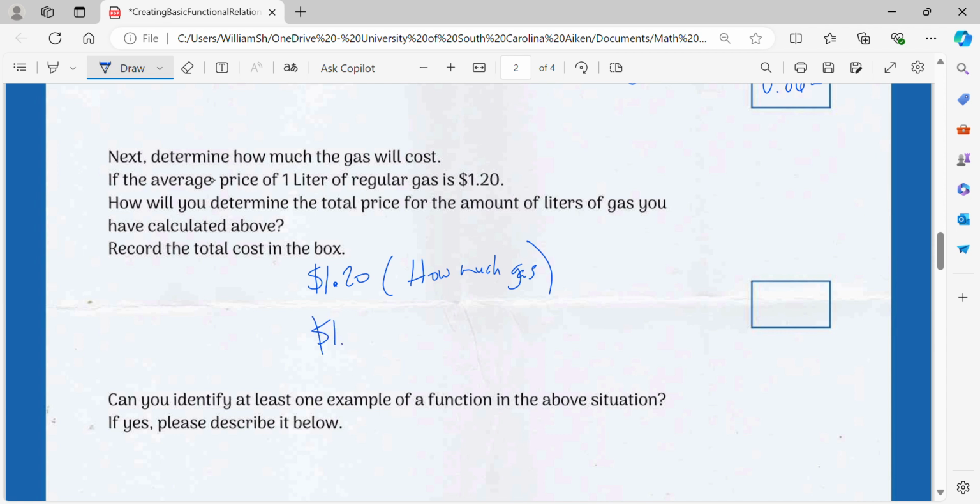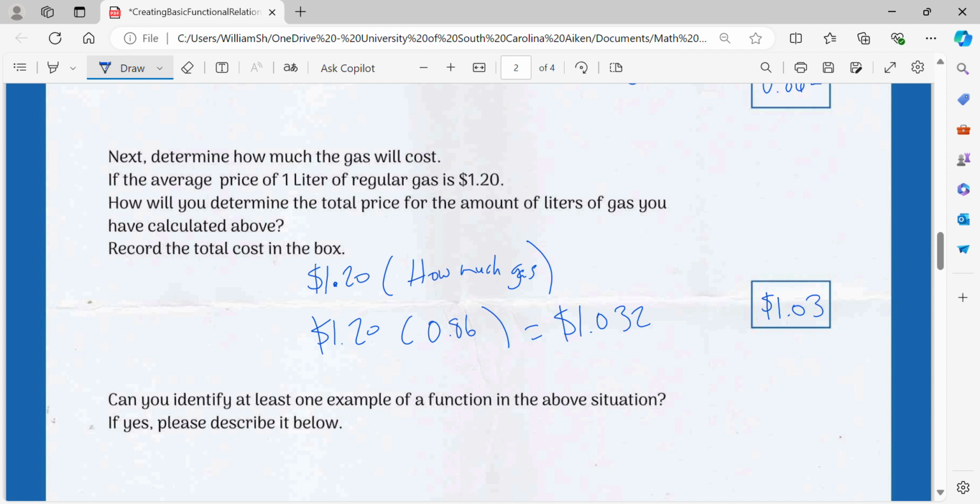Right? We know how much gas we use. We calculated that in the previous problem. We use 0.86 liters. Okay? You don't even have to put the L in there. Now if I do that simple multiplication there, I'm going to get 1.032. So if I round it to the nearest cent, I'm looking at $1.03 worth of gas.